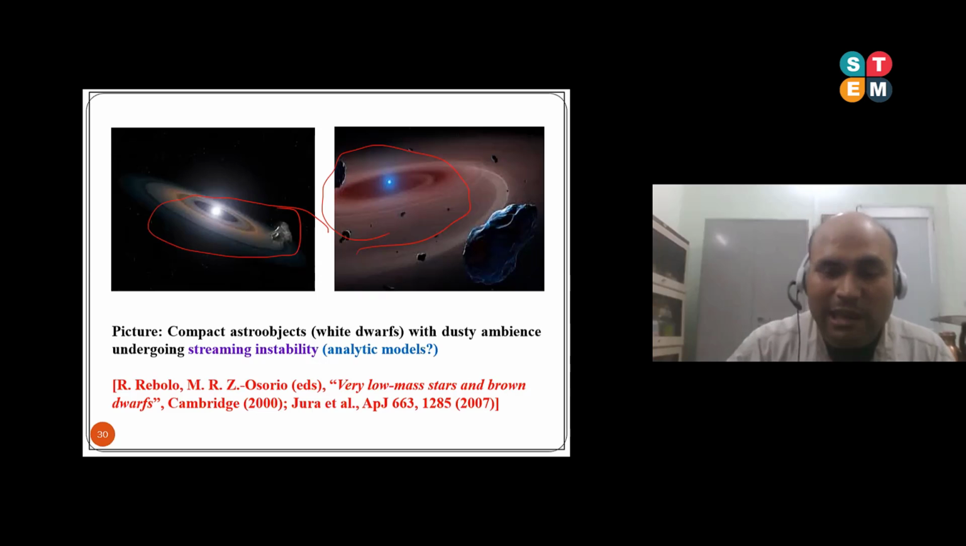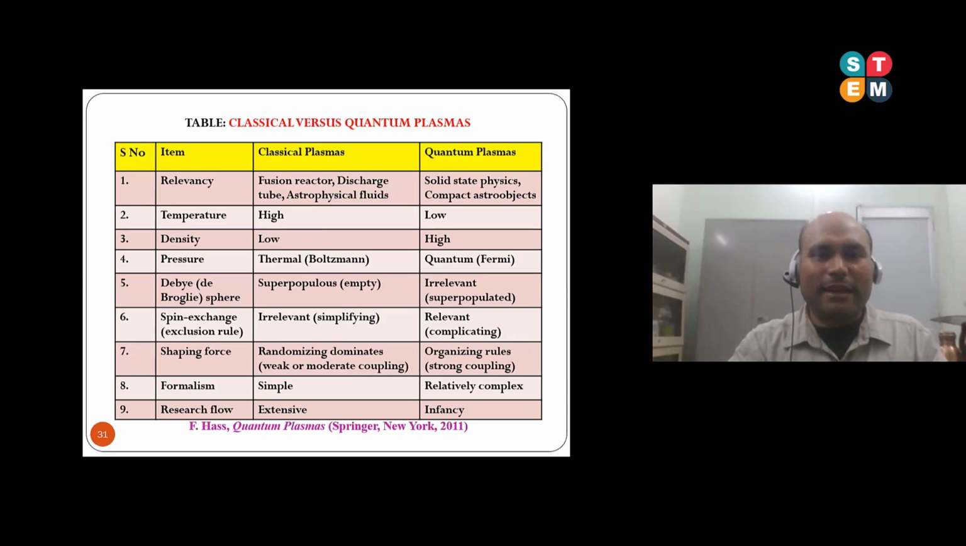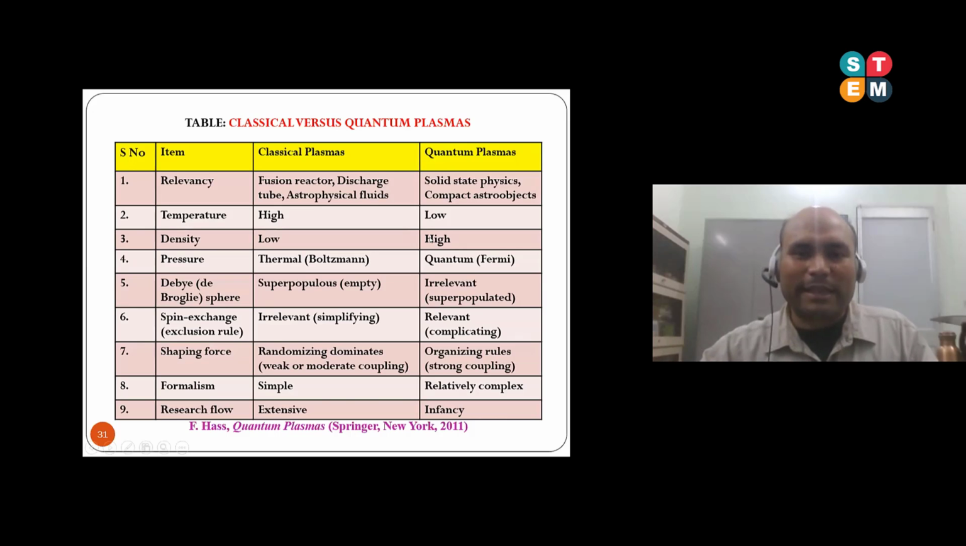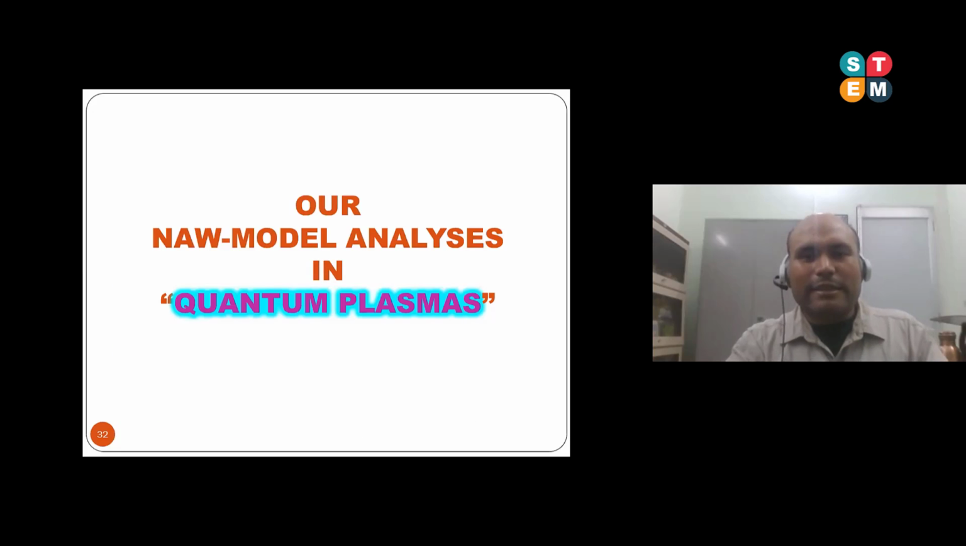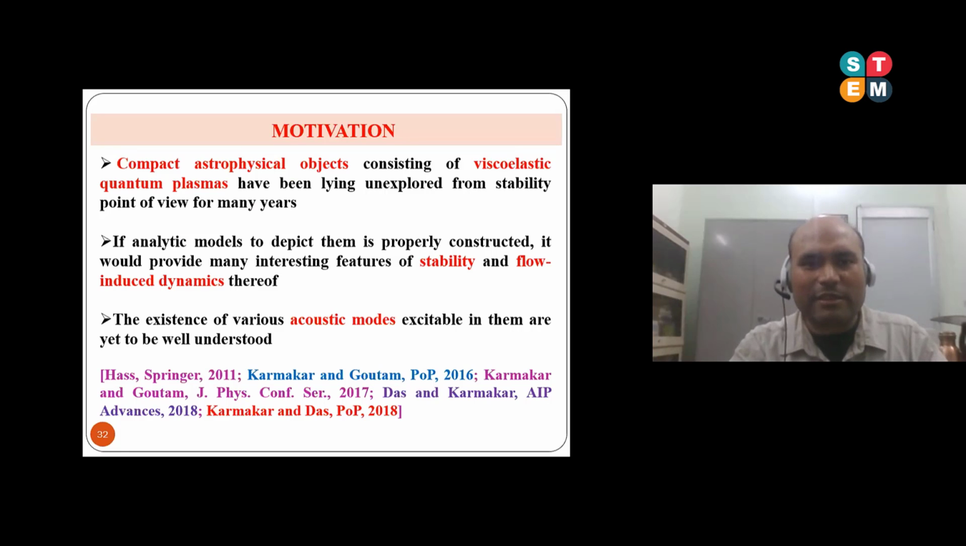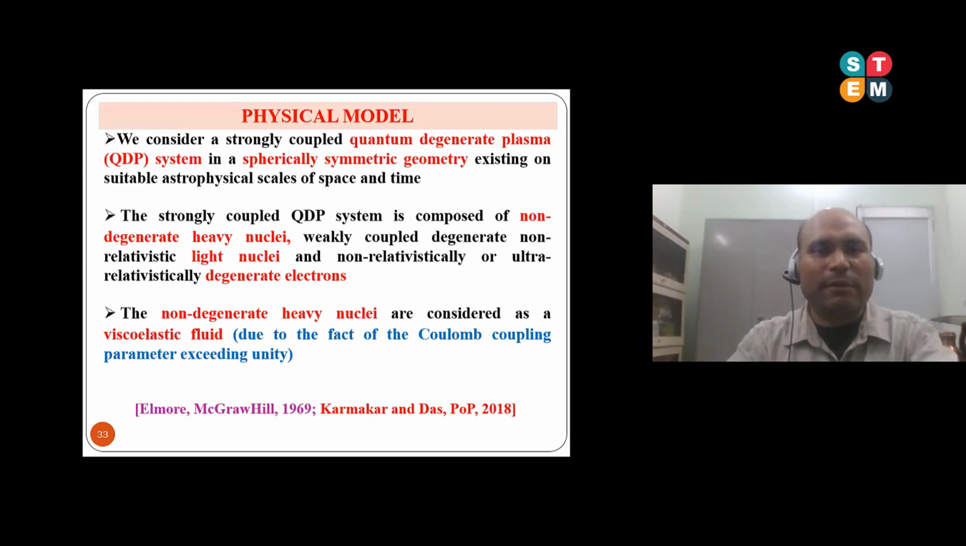Correlated means strongly coupled. Then again, these are the fundamental differences between quantum plasma and classical plasma. One important point is what I already told you: density as well as temperature is the fundamental difference. The rest of the things I have just drawn, but fundamentally speaking, this is the main one. Then our model of quantum plasma, what we have done, this is our investigation. The motivation is that there are different types of waves and stability features which are yet to be understood; nobody has done this. So we have considered one hydrodynamical model and corrected it, with the help of dimensionality as well.